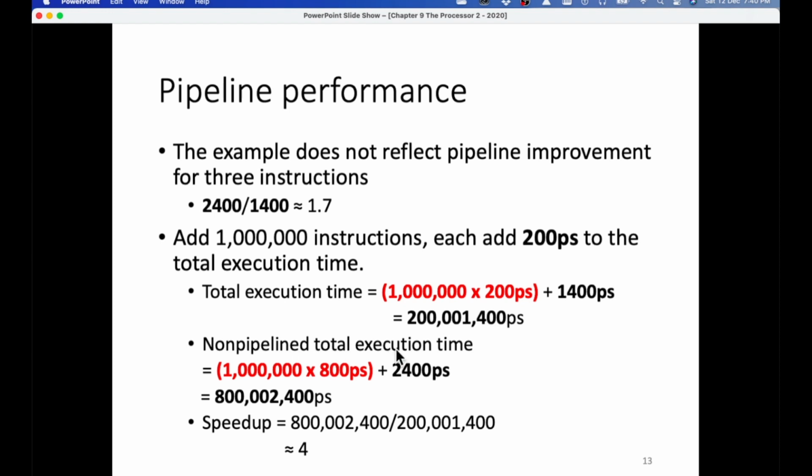So this is the total time for the pipeline for 1 million and 3 instructions. For non-pipeline, it is 1 million times 800 plus 2400. This 2400 is for the 3 instructions that we have just now. So this is the total time for non-pipeline. The speedup, in this case, is the total time of non-pipeline divided by the total time of pipeline, which is equivalent to 4 times. So we get a 4 times speedup between pipeline and non-pipeline.